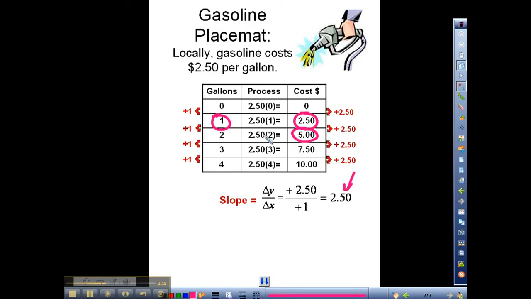What happens when you take 5 and divide by 2? What happens when you take 10 and divide by 4? And that constant is the same as your slope.